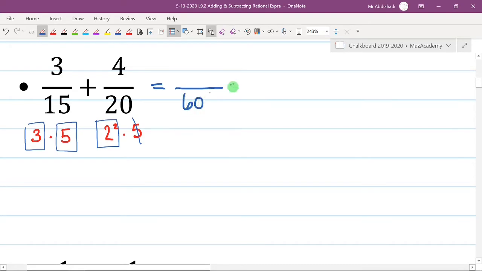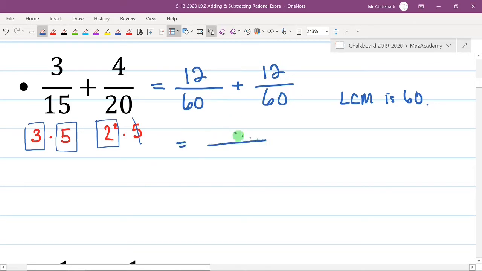And now there's your common denominator for these two fractions, okay? And that's your least common multiple is 60, so your common denominator is also 60. Now, what do you do to 15 to get to 60? You multiply by 4, so multiply the top by 4, this becomes 12. What do you do to 20 to get 60? You multiply by 3, so multiply the top by 4, you also get 12. And what we get here is 12 plus 12 over 60, which is 24 over 60.